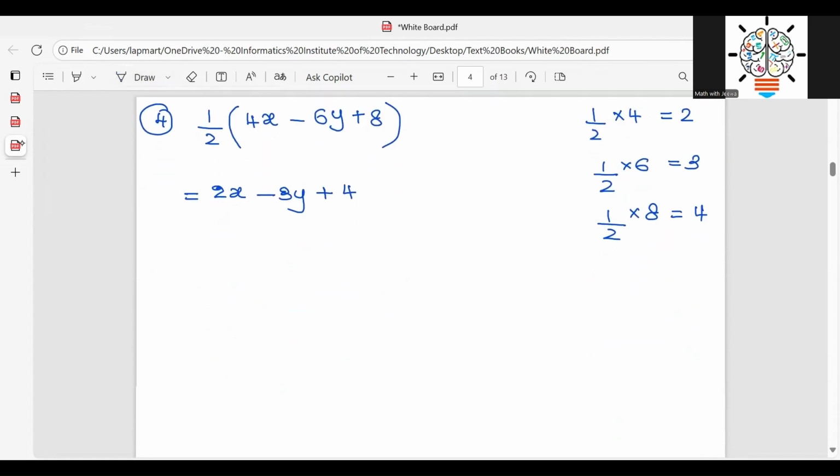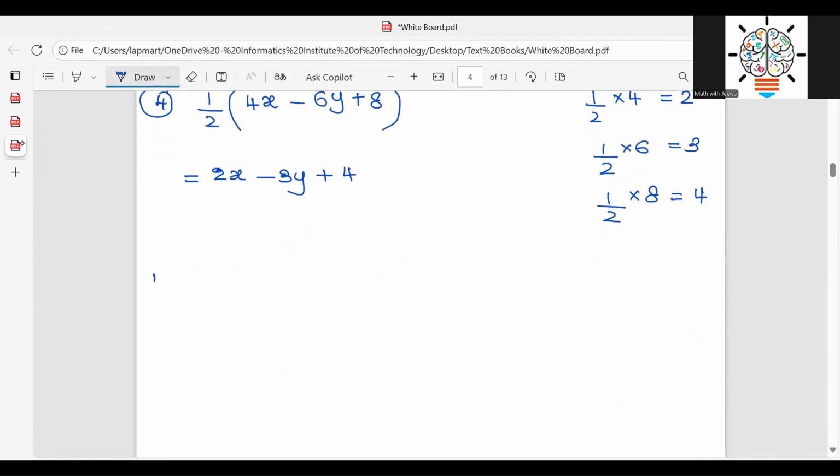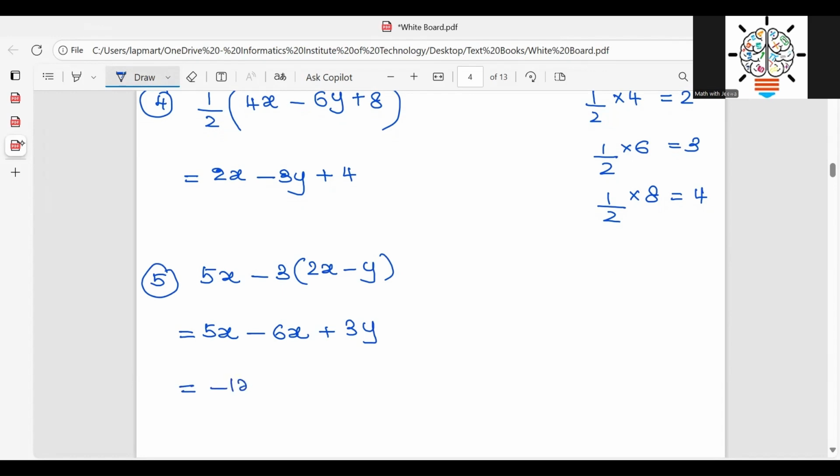So then we will move to question number 5. Question number 5, so you have something like this. First, you want to simplify the bracket. So you keep 5x as it is, negative 3 times 2x, negative 6x, negative 3 times negative y, positive 3y. So then the 5x and 6x, they are like terms. It gives me negative 1x plus 3y.